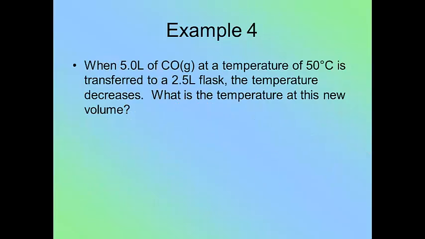All right. Last example. When 5 liters of carbon monoxide at a temperature of 50 degrees Celsius is transferred to a 2.5 liter flask, the temperature decreases. What is the temperature at the new volume? Okay, so fill in what we know. P1, V1, T1, P2, V2, T2.